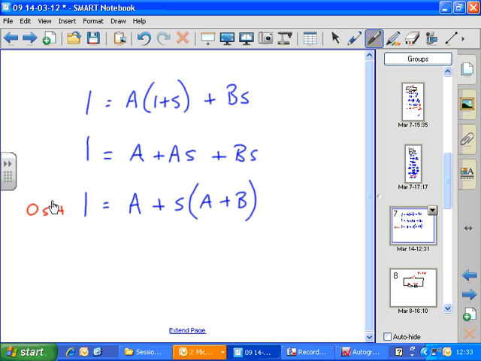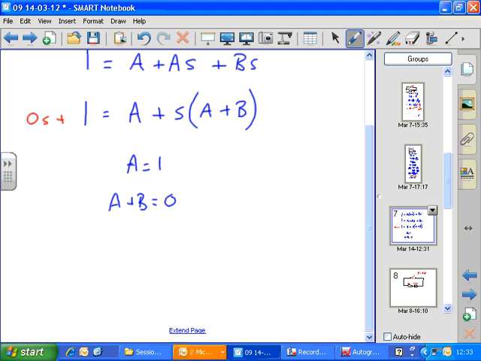So I can write that a equals 1 and a plus b equals 0. So if a equals 1, 1 plus b equals 0. So therefore, b must equal minus 1.